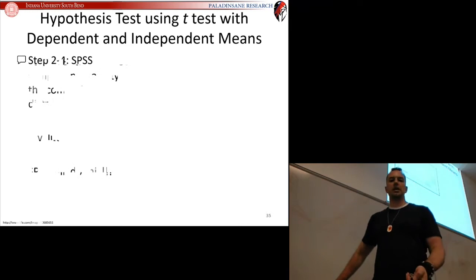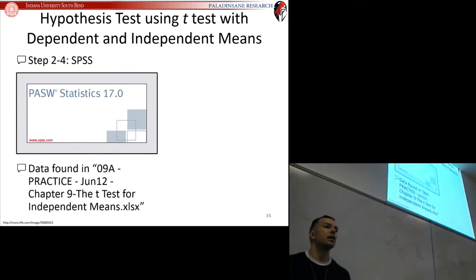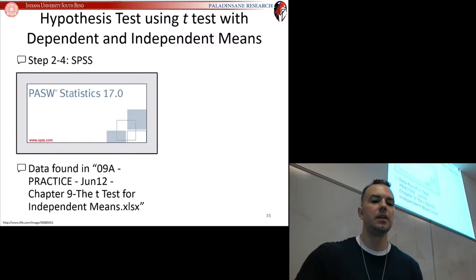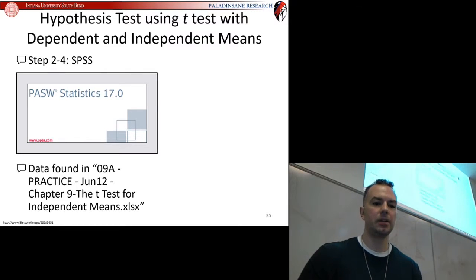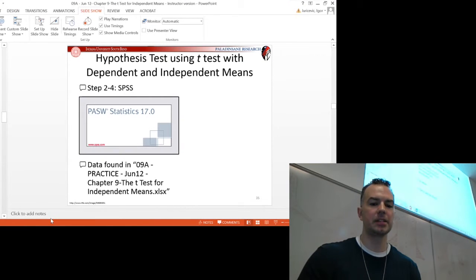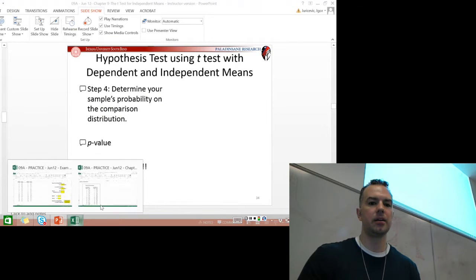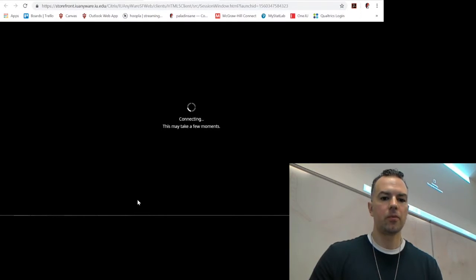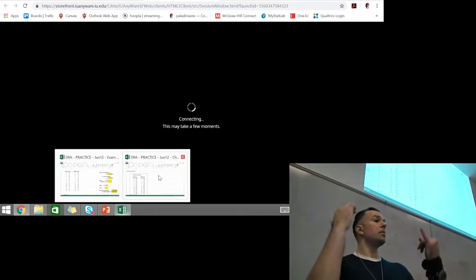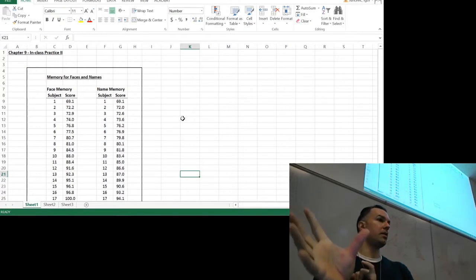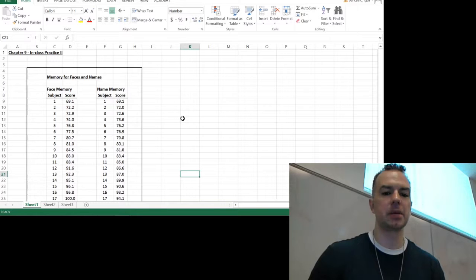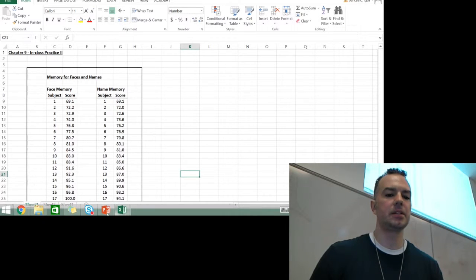All right, so let's fire up SPSS. If you haven't already, sign into IU Anywhere, get SPSS rolling on your computer. The data for this can be found on Canvas in the Excel sheet 09 practice June 12th, chapter 9, the t-test for independent means. There's the data right there. All right, so remember that because of the description, everybody is measured only once. They memorize something and then they're measured on how well they memorized it. Half of the subjects memorizing faces, half of the subjects memorizing names. We have an independent means t-test.